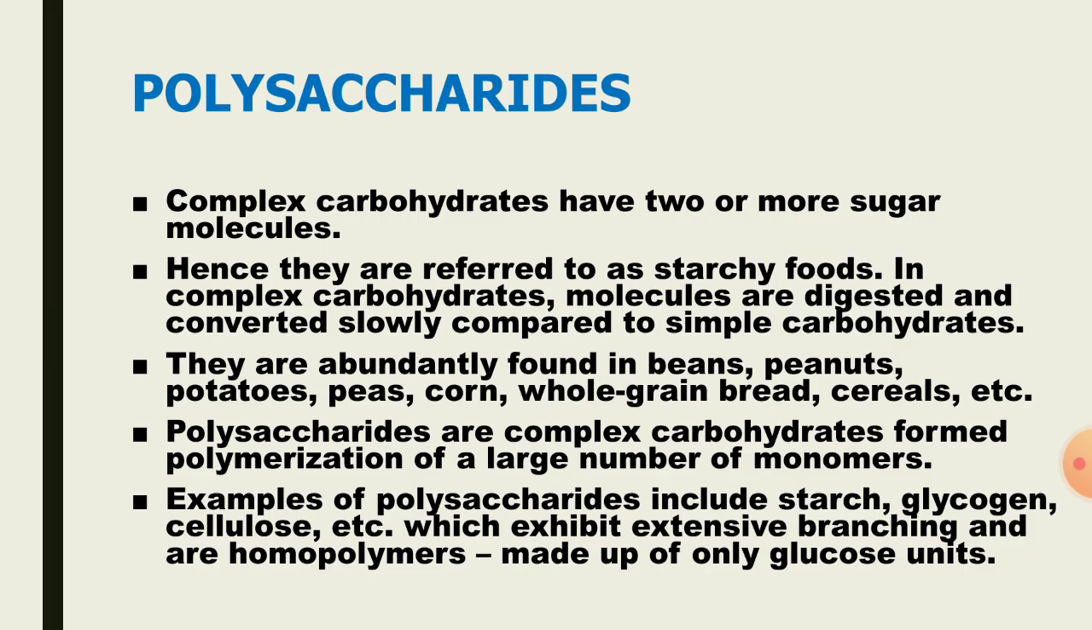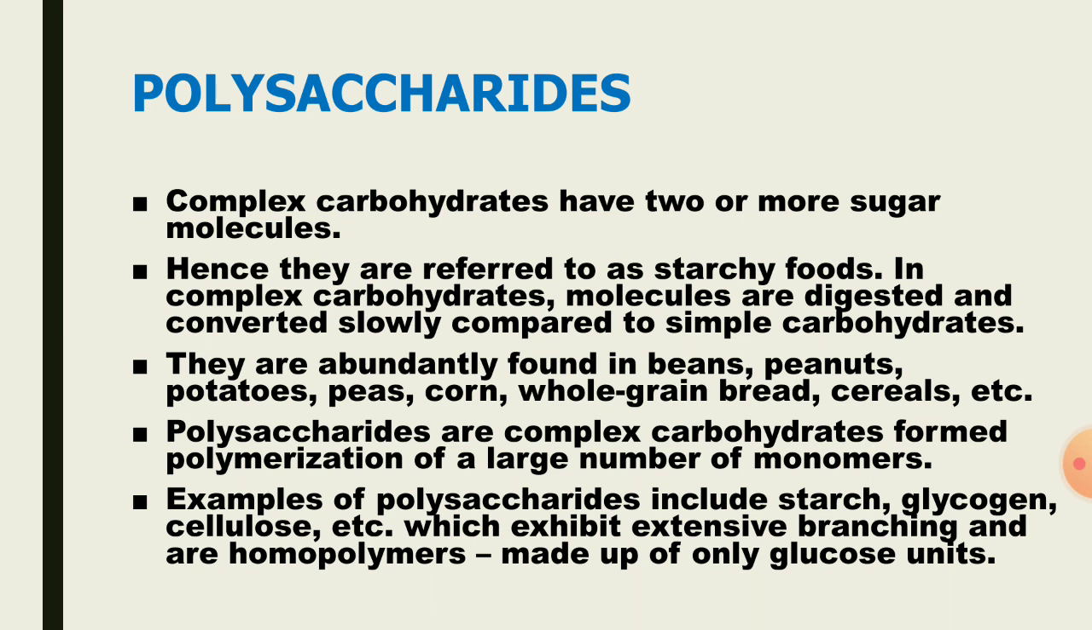Next one is polysaccharides. Polysaccharides are complex carbohydrates and have many sugar units. Hence, they are referred to as starchy foods. In complex carbohydrates, molecules are digested and converted slowly when compared to simple carbohydrates due to the complex structure. They are abundantly found in beans, peanuts, potatoes, peas, corn, whole grains, etc. Polysaccharides are complex carbohydrates formed by polymerization of a large number of monomers.